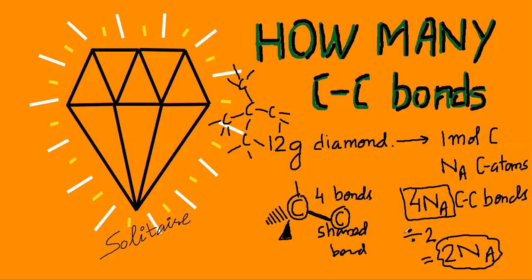So you have to divide by a factor of 2 if you are directly using the number of valency for counting the number of bonds. So a 12 gram diamond does not contain 4 NA C-C bonds. It contains 2 times Avogadro number of C-C bonds. That's amazing.